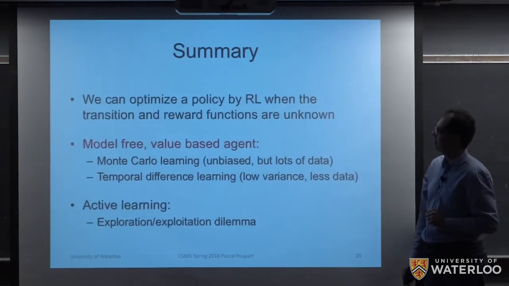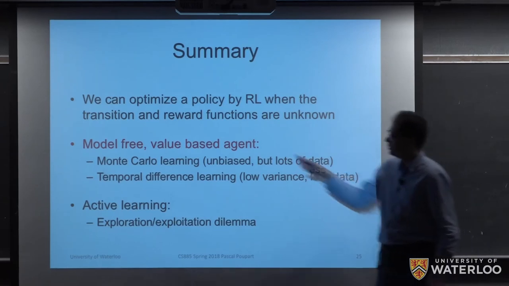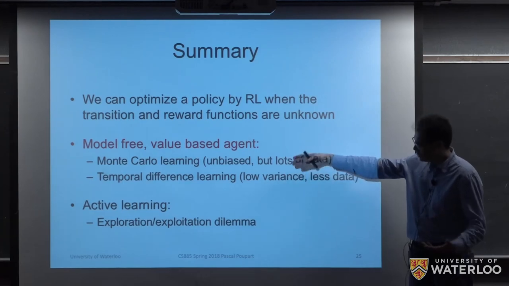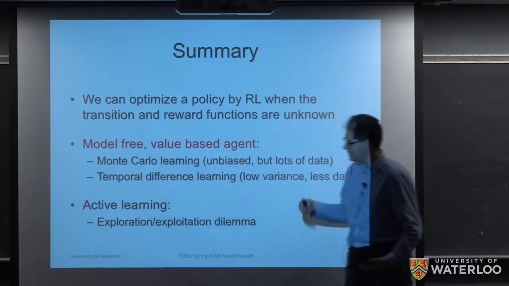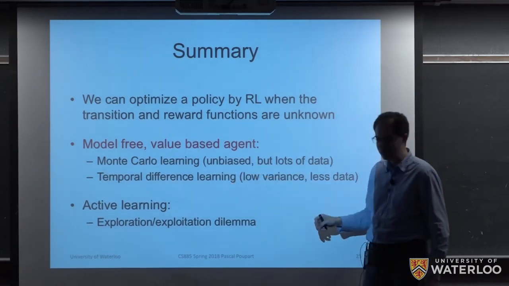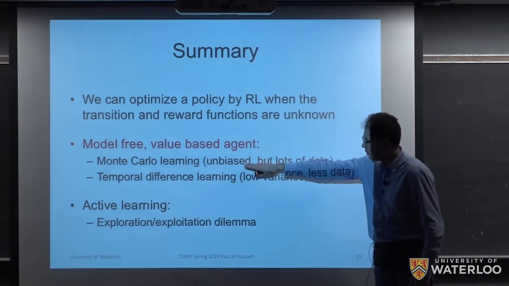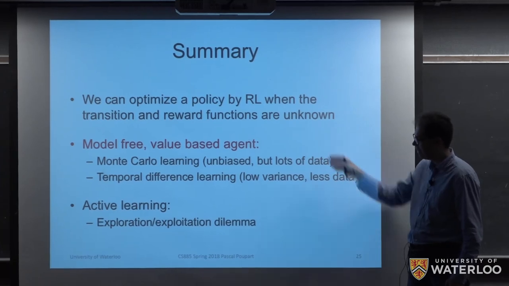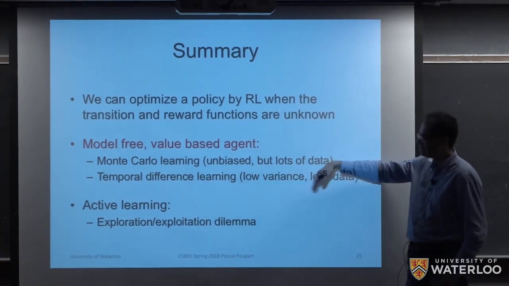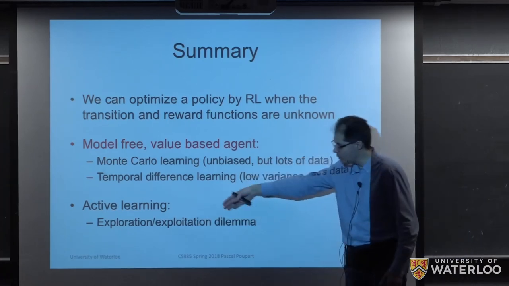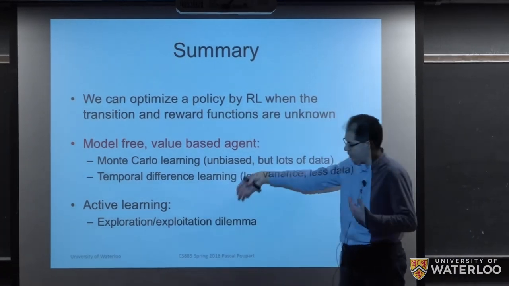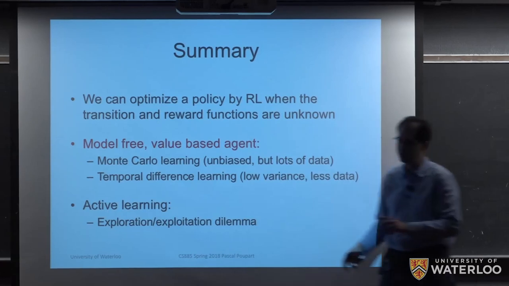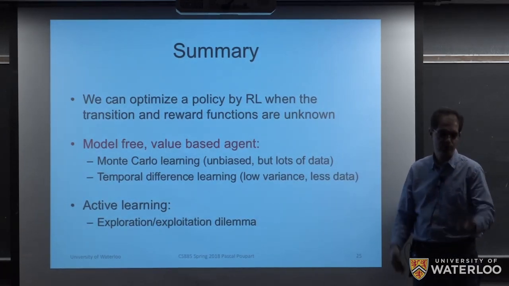Okay. All right, so to summarize, here we talked about model-free value-based agents, and then I talked about two general approaches, one that is based on Monte Carlo sampling, the other one based on temporal difference learning. And then this one is unbiased but requires lots of data. This one has low variance but gets away with less data. And then we can use both of these techniques. But then in addition, we need to be careful where we're going to need to do some exploration. And then there's this dilemma between exploitation and exploration. And then we just talked about two simple approaches that will induce a certain amount of exploration.